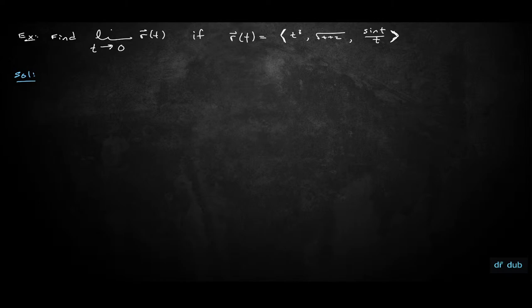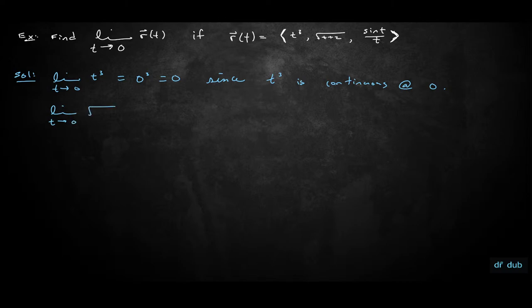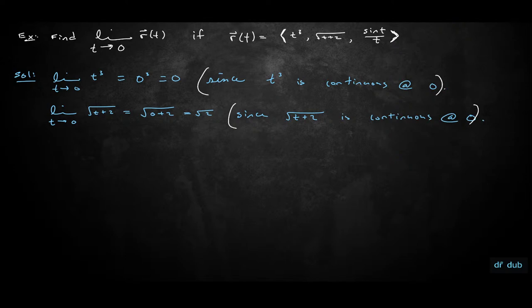I don't think it'll be too bad, but let's look at the limit as t goes to 0 of t cubed. That's equal to 0 cubed, which is 0, since t cubed is continuous at 0. You can just plug it in. So that one's easy. The second one, the limit as t goes to 0 of square root of t plus 2 equals square root of 0 plus 2, which is square root of 2. Again, since square root of t plus 2 is continuous at 0, we can just plug it in. So that's why we can just plug in the first two. No problem.